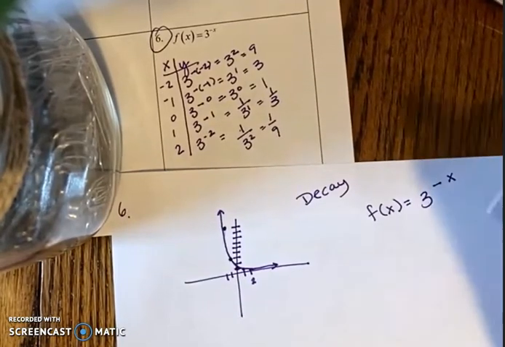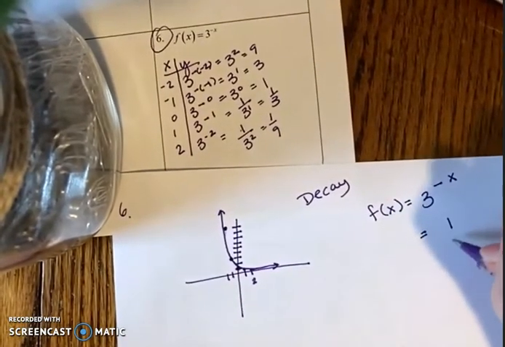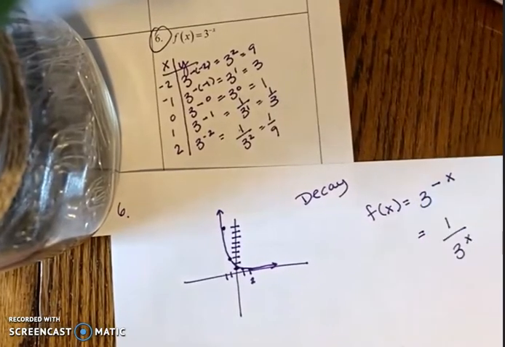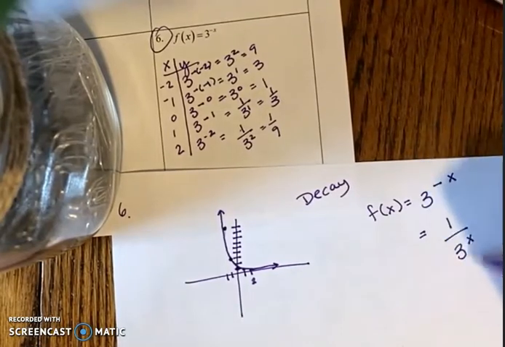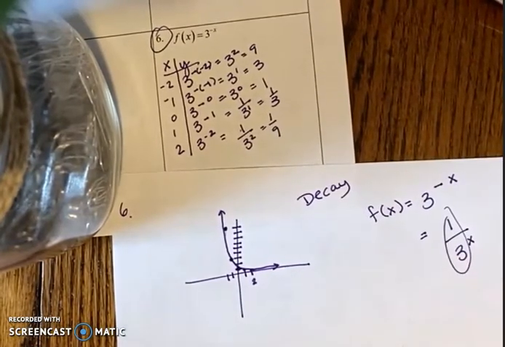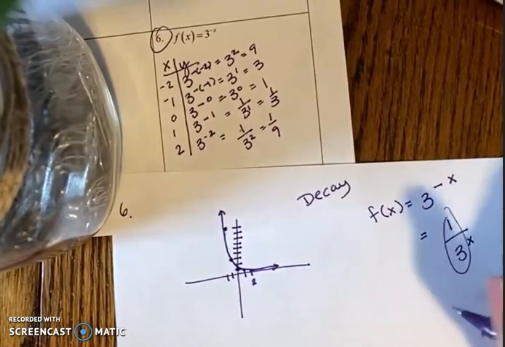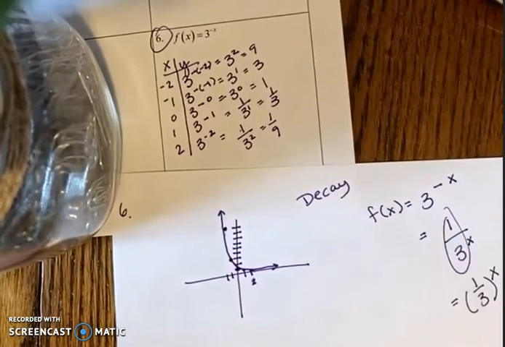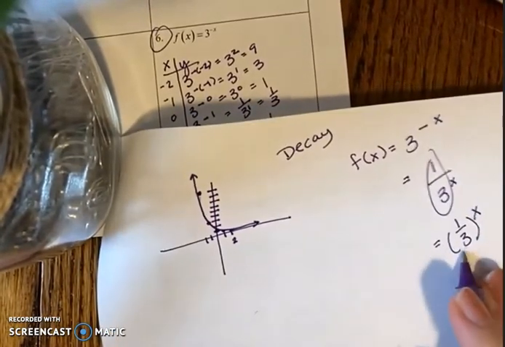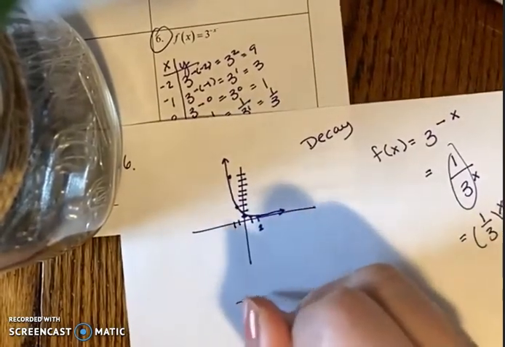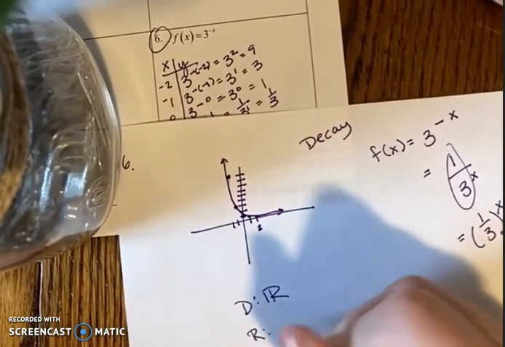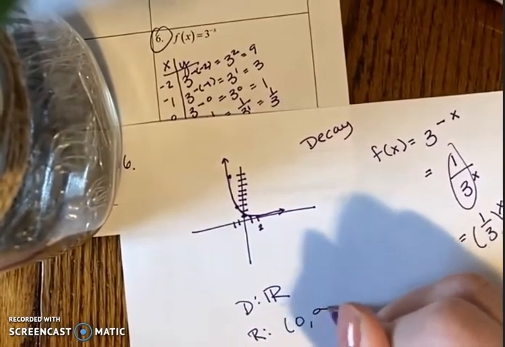We know if we have a negative exponent, we need to move it down. So really, it's 1 over 3 to the power of x. So the base is 1/3, because 1 to any power, so if I wanted to say 1 to the x power, it's just going to be 1 always. So I could also rewrite it as (1/3)^x. The base is between 0 and 1. It's a decay. It makes sense. Domain is all real numbers. Range would be from 0 to positive infinity.